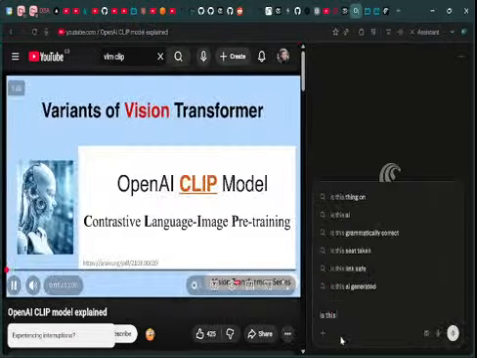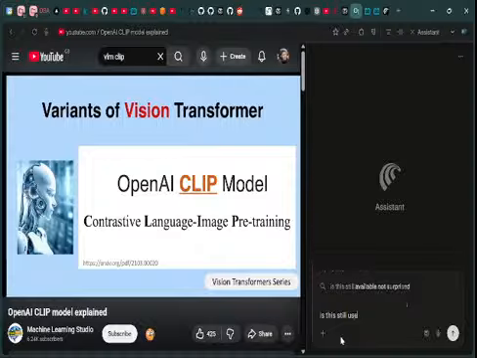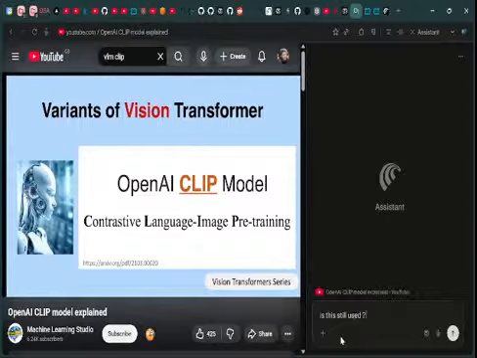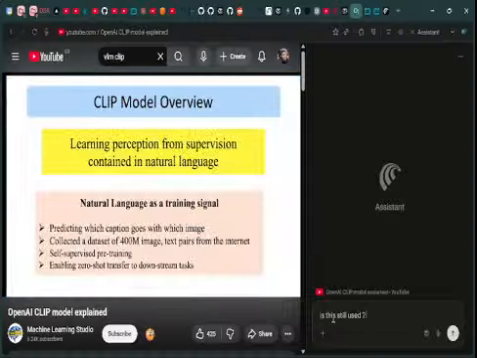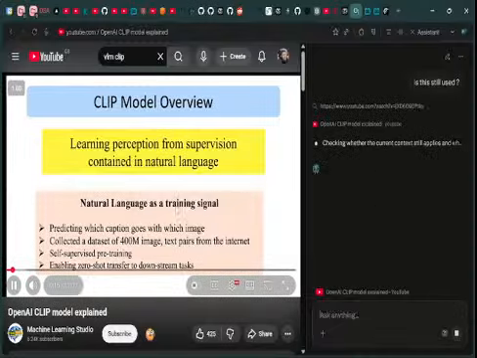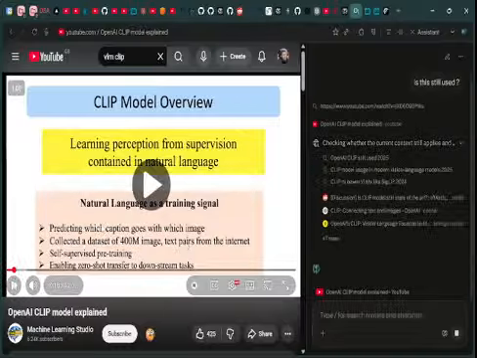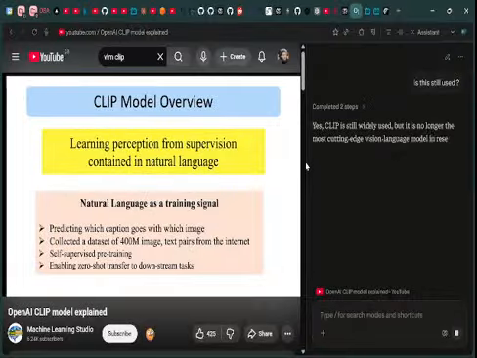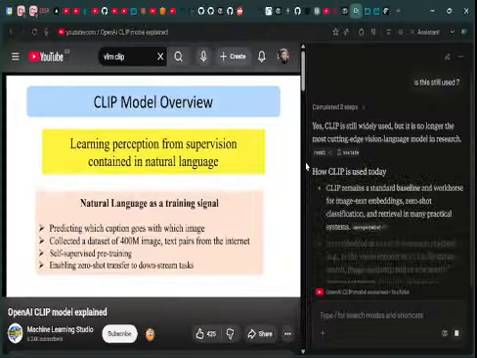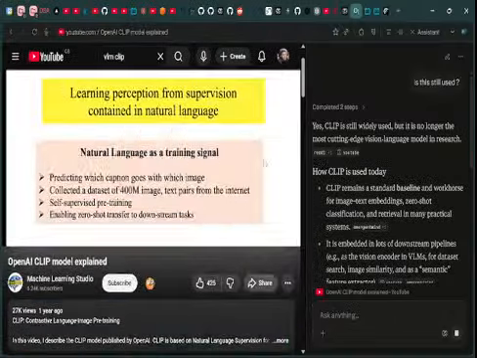Hi everyone, in this video we are going to cover the CLIP model proposed by OpenAI, Contrastive Language-Image Pre-training. The main idea of CLIP is based on natural language supervision. So they use self-supervised pre-training based on natural language as the learning signal. They pre-train their model on a very large dataset of image-text pairs that they collected from the public domain.